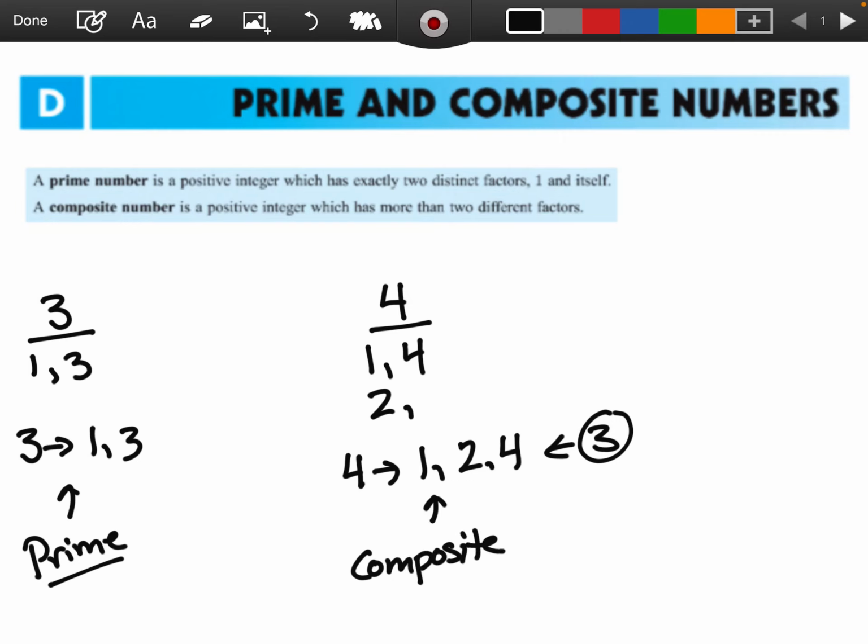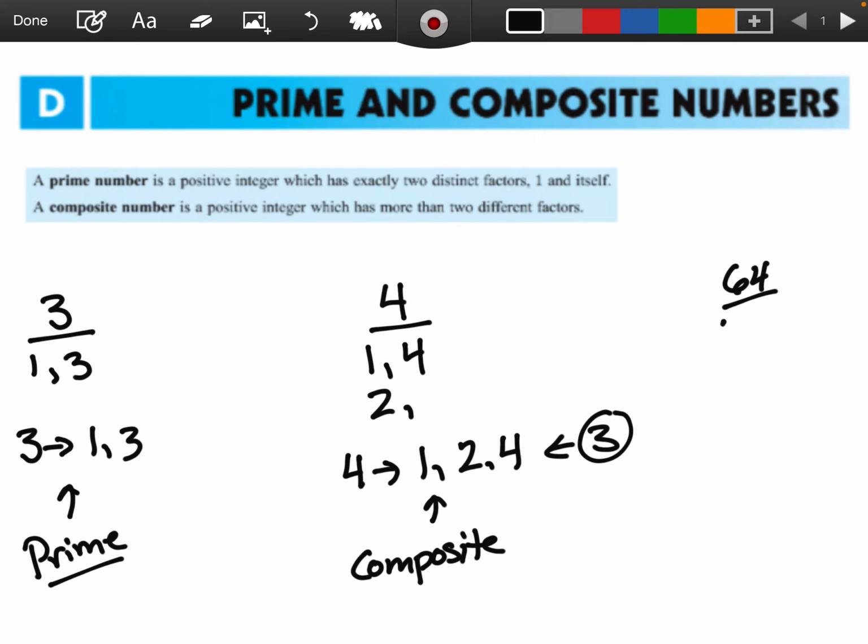So when you are looking to figure out if a number is prime or composite, once you get a single factor more than 2, then you know it's composite. I don't have to list all of the factors of, say, a number like 64, which has many factors. I don't have to list all of them to determine if it's a composite number. I just need to know that there's more than 2.